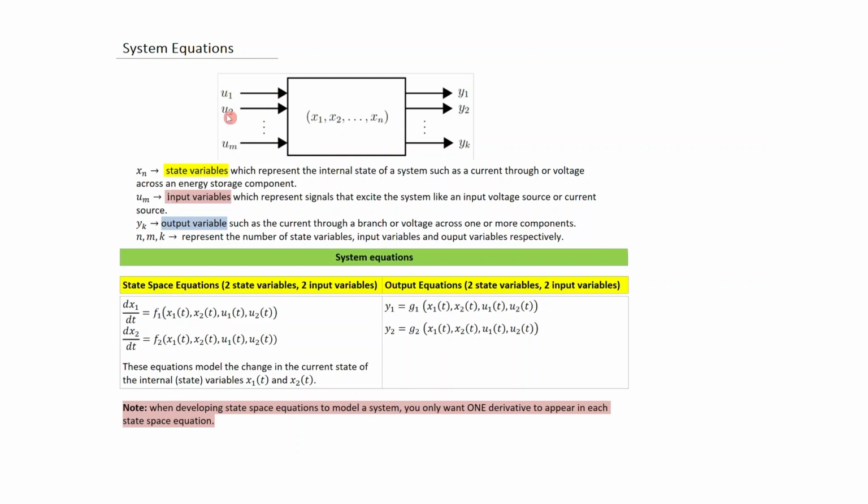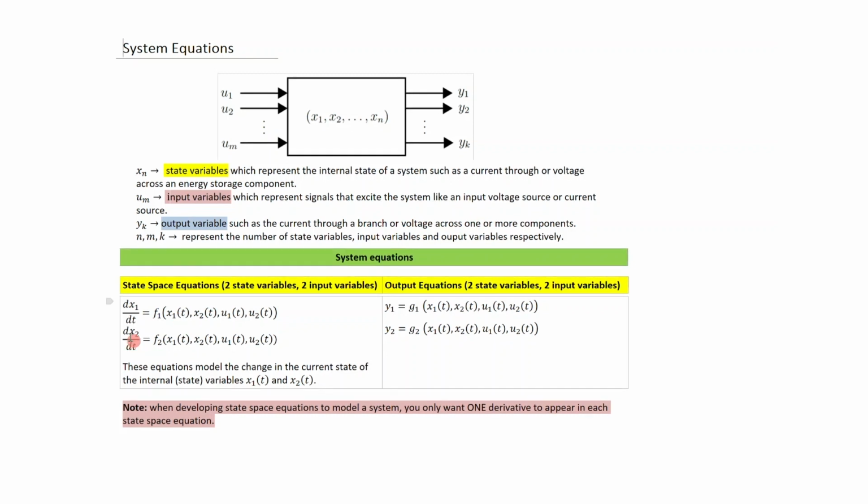So you'll be putting inputs in. These inputs will interact with the system, which is described in terms of differential equations, and there might be a number of outputs. Here I've made it quite generic. There could be as many as m inputs, as many as k outputs, and as many as n state variables. So let's take a specific example of two state space equations, which involve two state variables and two input variables, and output equations involving two state variables and two input variables.